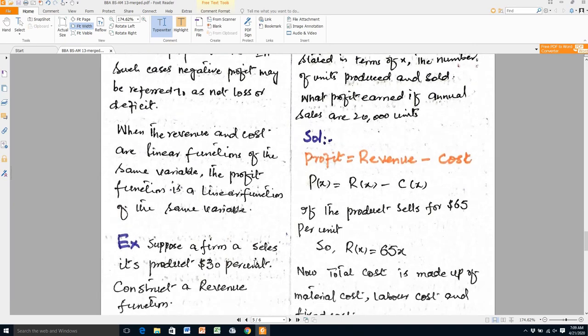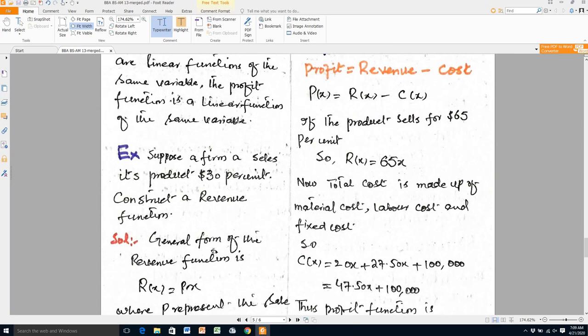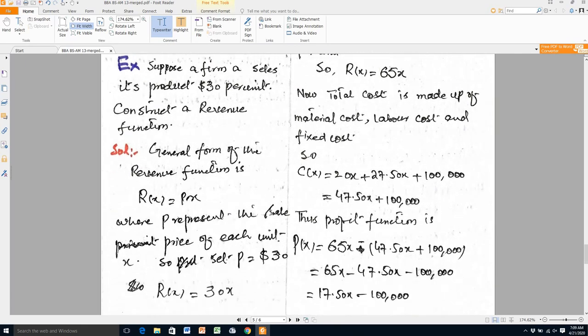Now we see another example relating to this. Suppose a firm sells its product at $30 per unit. Construct a revenue function. Here, the general form of the revenue function is R of x is equal to P x.